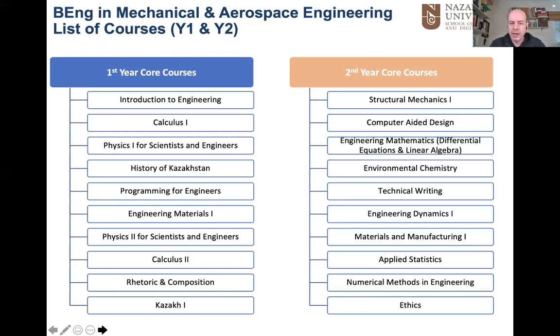And as we move into the second year courses, we gradually begin to introduce courses that are specific to the teaching areas that I have mentioned. So we begin with engineering materials, which comes from the materials and manufacturing teaching area. We also move to the design and analysis teaching area with computer-aided design, and other courses from the general professional skills like engineering mathematics, environmental chemistry, and other courses that you see on this particular slide.